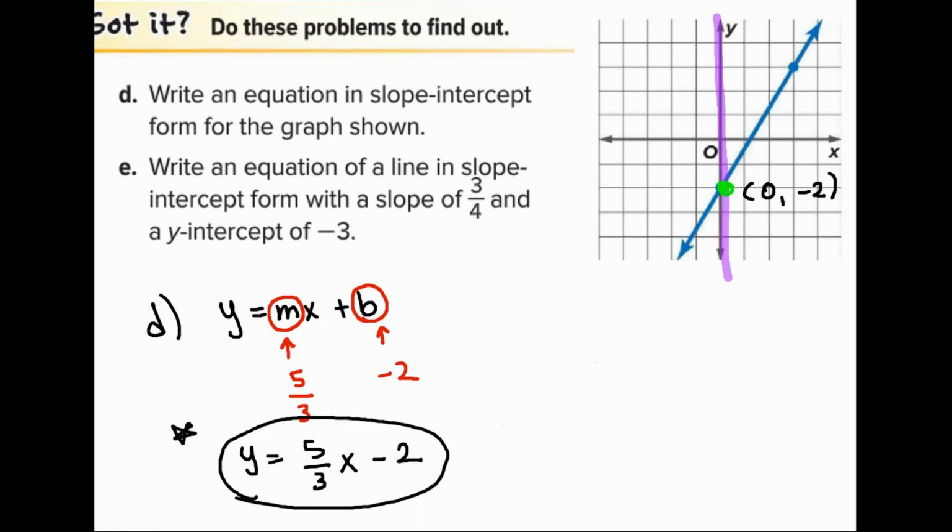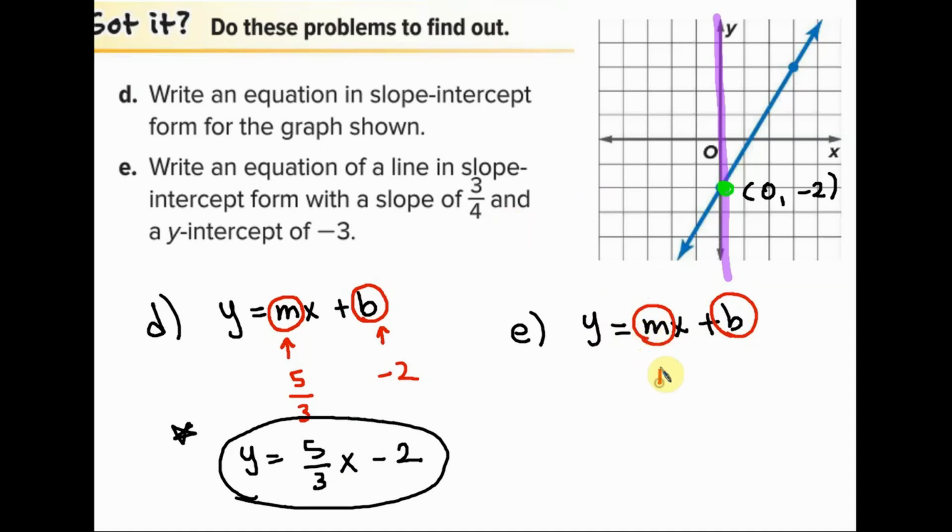Part E becomes, write an equation of a line in slope-intercept form with a slope of 3/4 and y-intercept of -3. So again, let me start with y is equal to mx plus b. What were the 2 things that I'm going to circle? 2 variables, m and b. This one is slightly easier than part D because they're telling you what the slope is and what the y-intercept is right away. You don't have to look for it.